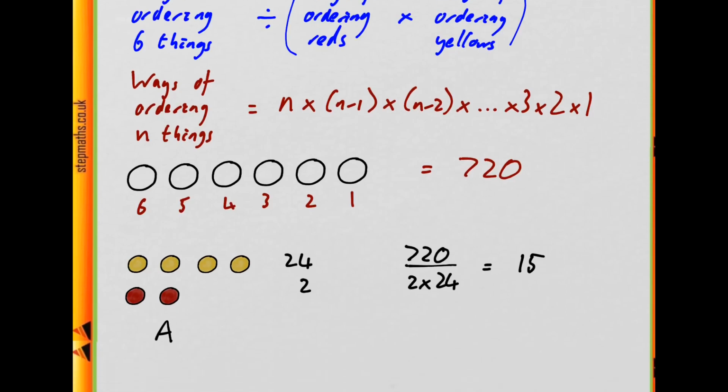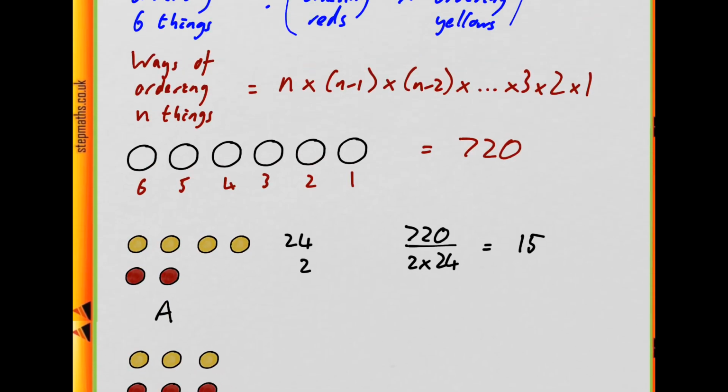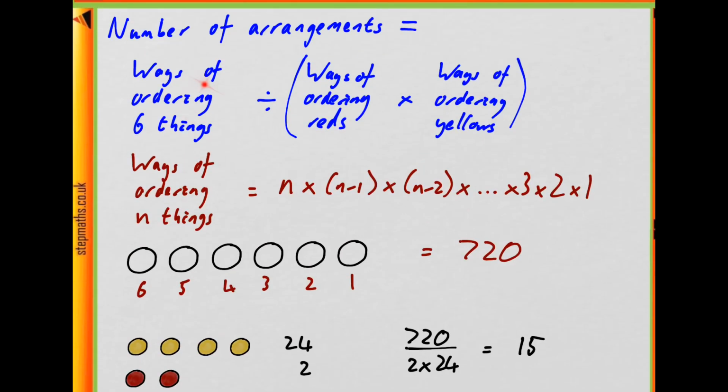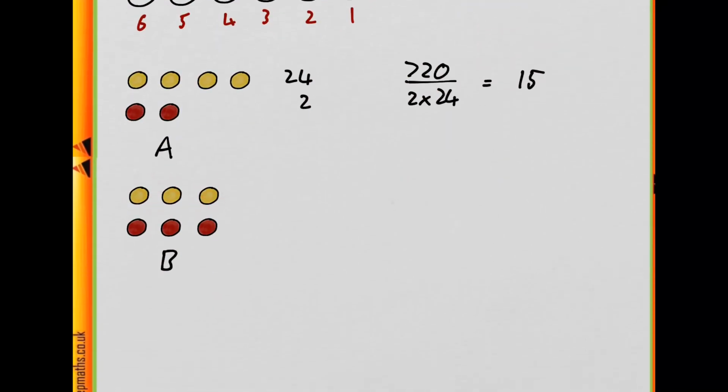And then let's do the same thing for B. So for B, we have 3 yellows and 3 reds. Now, the number of ways of ordering 6 things stays the same, but the numbers of reds and yellows have changed, so these numbers will change. So how many ways are there of ordering 3 yellow things? That's 3 times 2 times 1, which is 6, and the same for the reds. So 6 for each, and then we're going to do 720 over 6 times 6, and that works out as 720 over 36, which is 20.